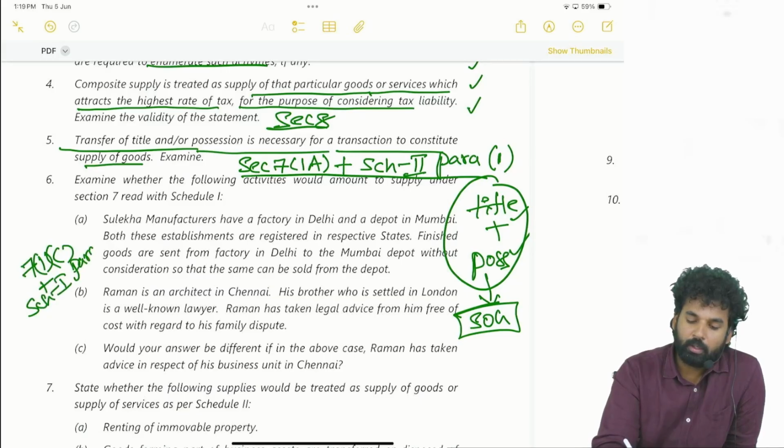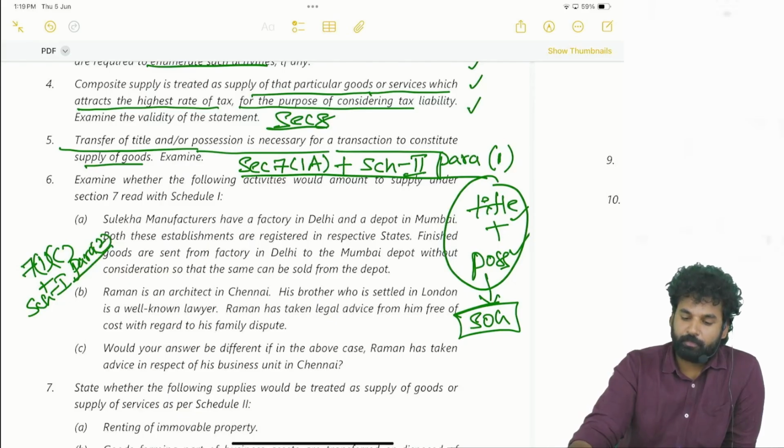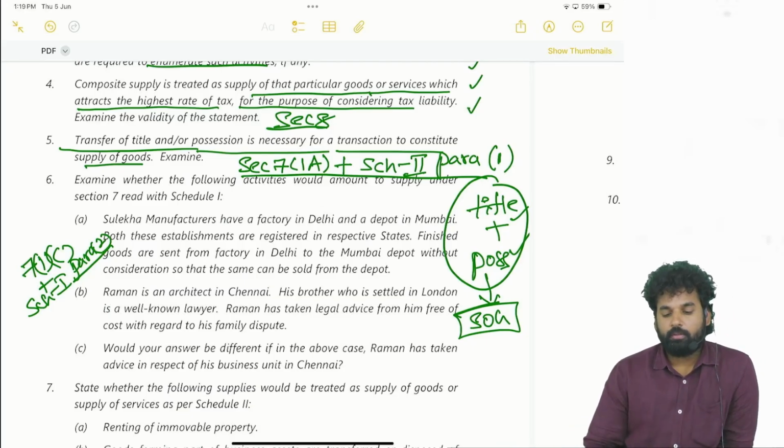Para 2. Okay, next, Raman is an architect in Chennai. His brother is settled in London. He is a well-known lawyer. Raman has taken legal advice from him free of cost with regard to his family dispute. Just tell me. The service recipient is Raman, and his brother from London, who is an advocate, is giving service to him. Free of cost. It is a supply of service.